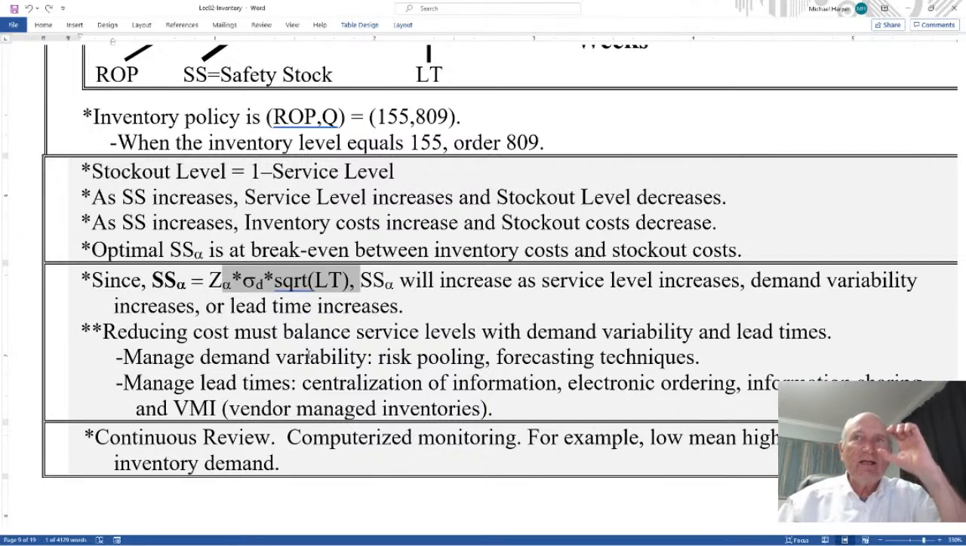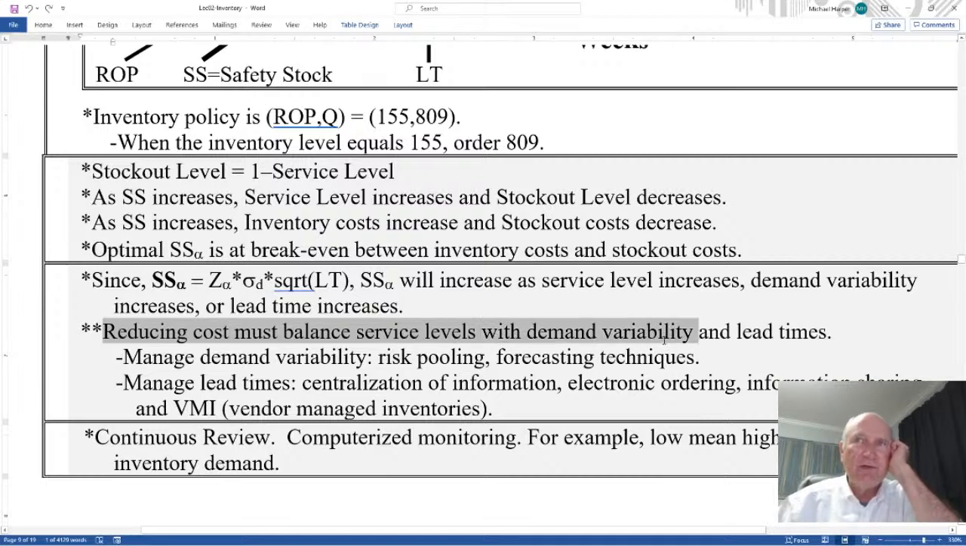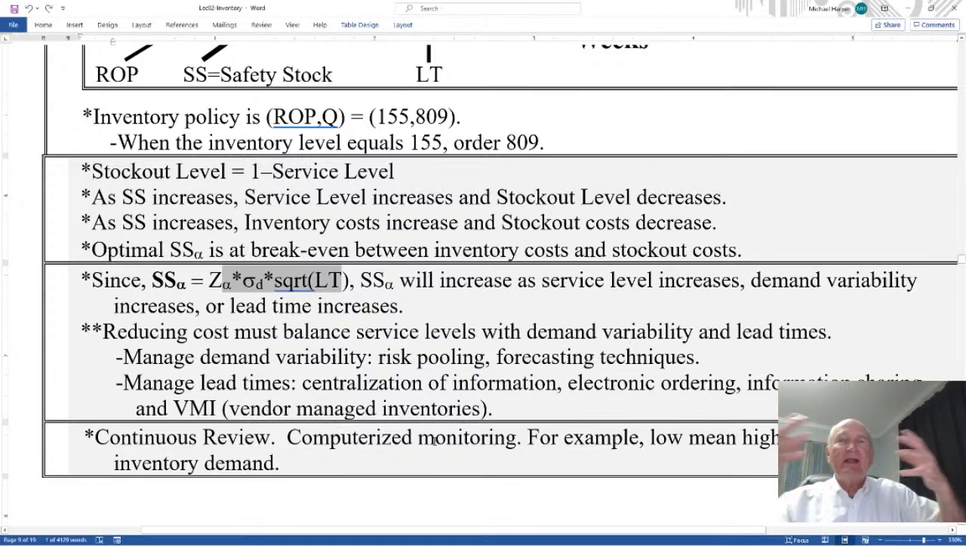But what about the stockout level and service level? The greater service level, you want more safety stock. Well, the greater the service level, the smaller the stockout level, because they're inversely related. Okay, reducing costs must balance service levels with demand variability and lead times. The service level, 1 minus alpha, with the demand variability and the lead time. You have to balance those three things.